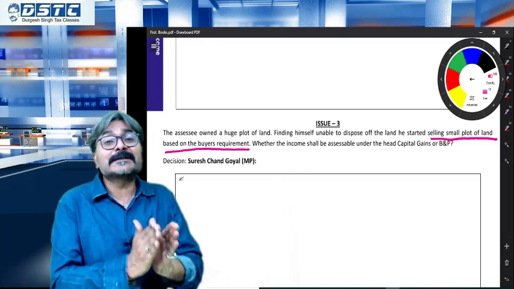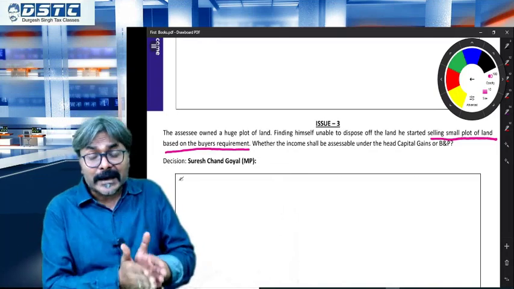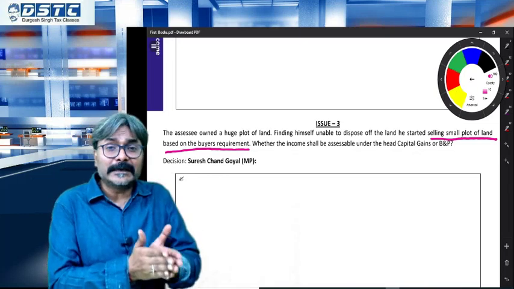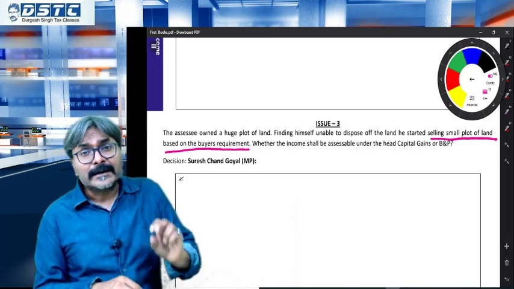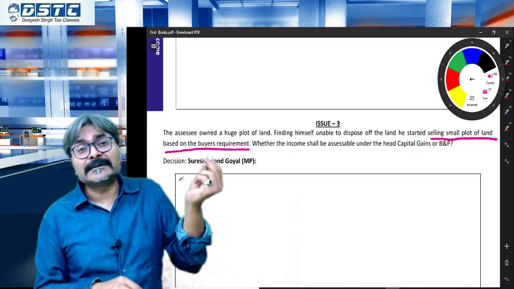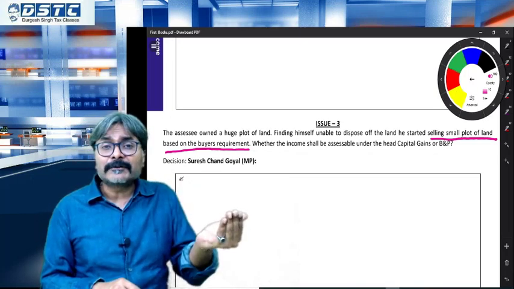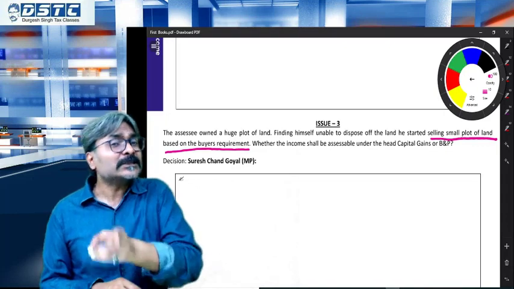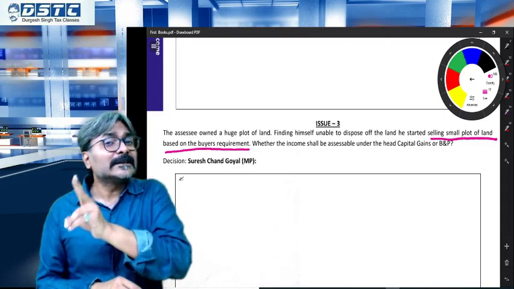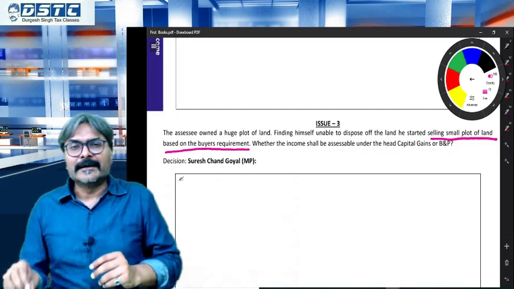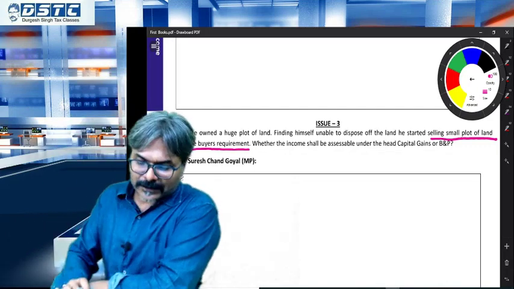Lack of systematic activity does not lead this activity to be considered a business activity, and because it is no longer a business activity, the income on the sale of such plot will be charged under the head capital gains. Please take a note of it, students, quickly.